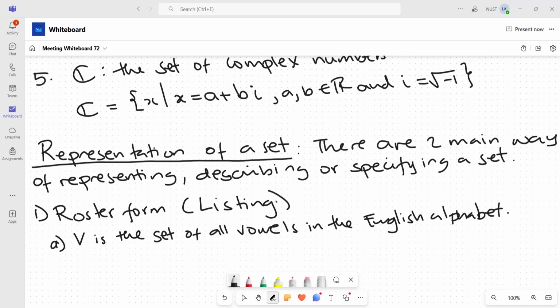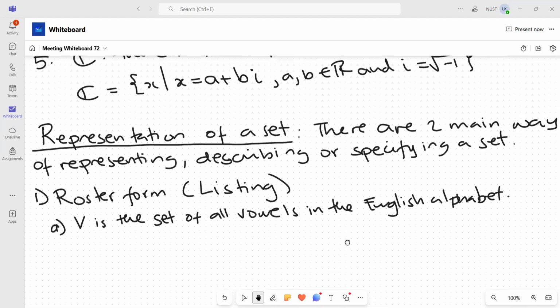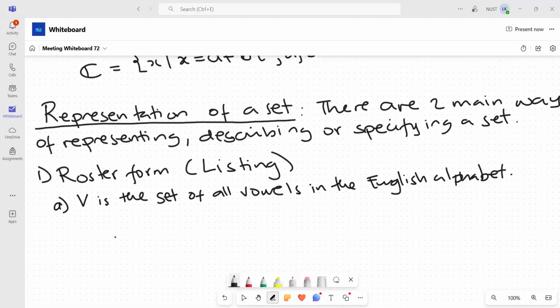Okay, and now we want to write this in roster form. So in roster form, we said we are going to list it. So we say V is equal to A, E, I, O, and U. Okay, and the order we put them in does not matter.